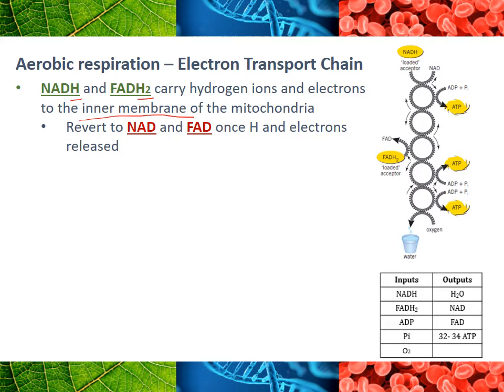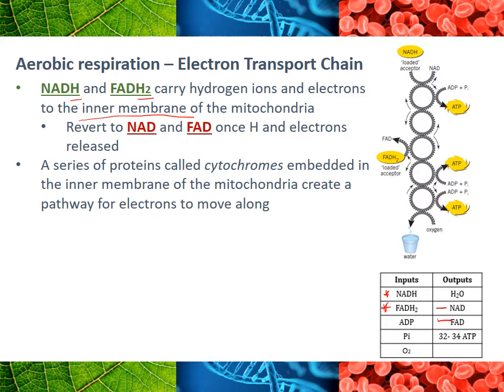Once those hydrogens and electrons are dropped off, they go back to being NAD and FAD. So if we go down now to our little graph here, we had input of NADH and FADH2. Once they get rid of their hydrogens, they go back to being NAD and FAD. Remember, once coenzymes pick up or regain their molecule, they can be used again. So they would go back and continue in the next stage.